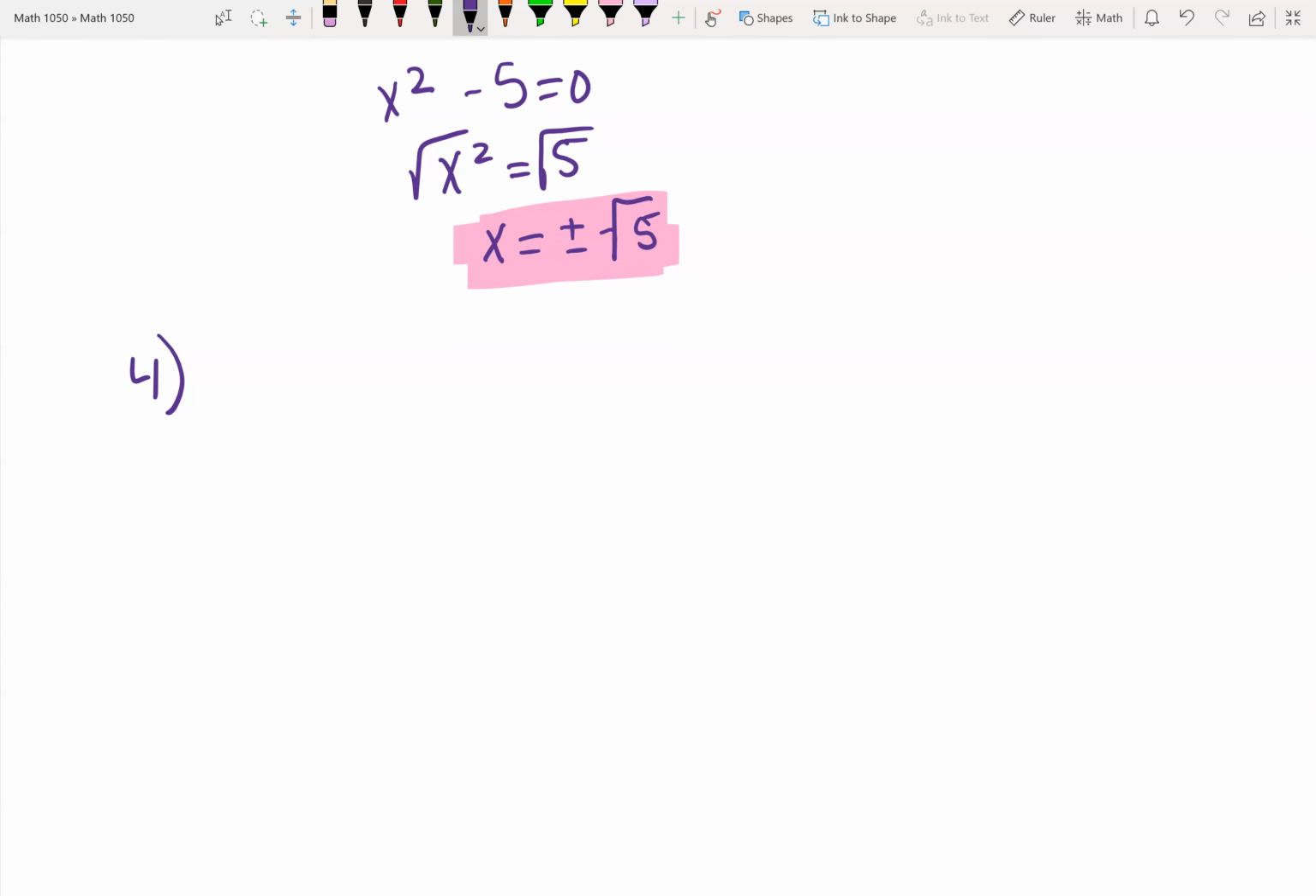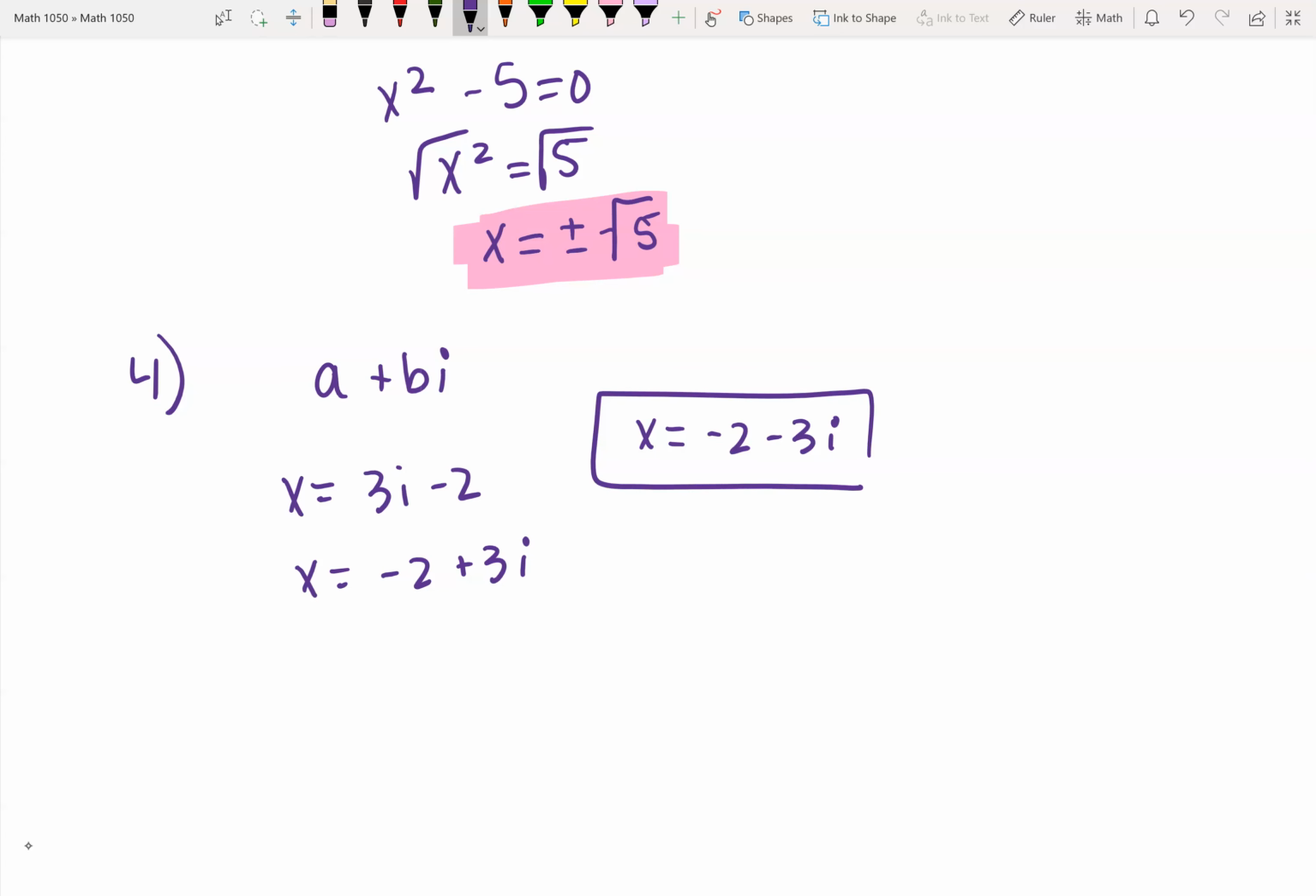What's another 0? So this is a little tricky because you have to write it in the form of a plus bi. So they gave you x equals 3i minus 2. So that's actually the wrong order. So it's -2 plus 3i. So therefore, the conjugate is also a solution, so the answer is -2 minus 3i.